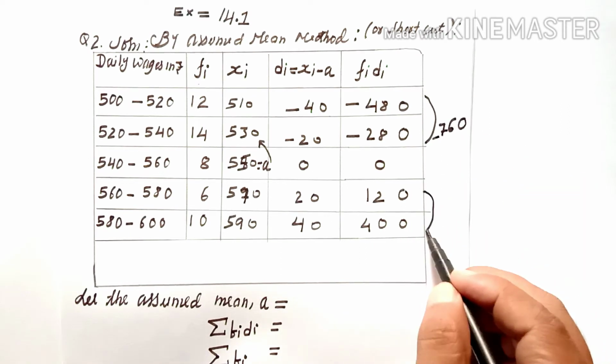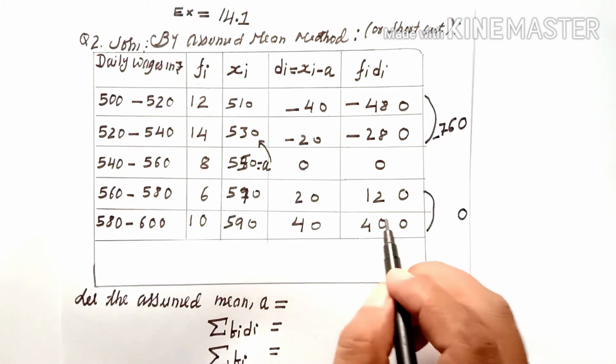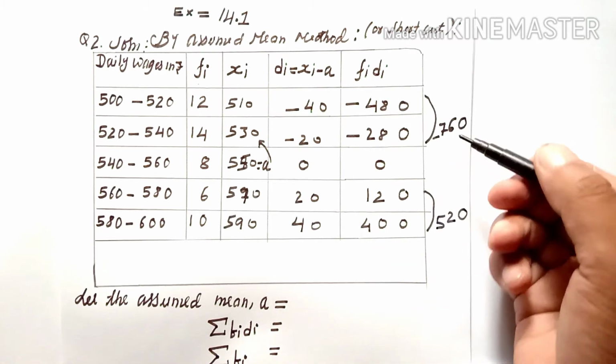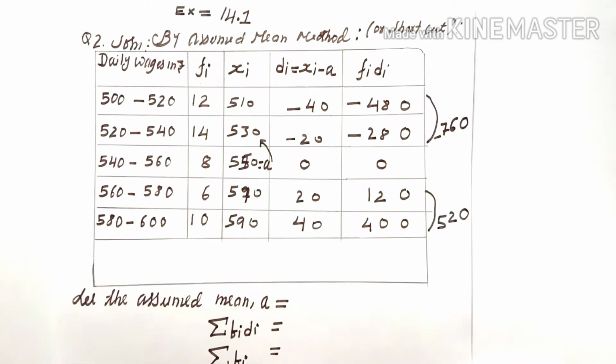Again get the sum of these 2 values. So we get here 0. Again here 2. 4 plus 1 equals 5. After that you can group these 2 together. Now take a rough work.